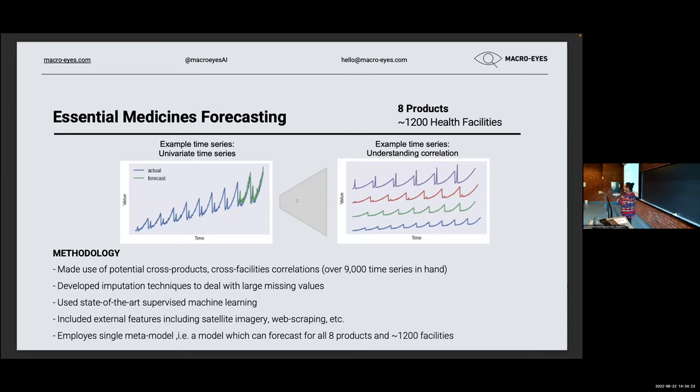However, in our case, here I'm just showing you 4 variables. We had 9,000 variables. So we had 8 products for essential medicine, and we had around 1,200 health facilities that we wanted to forecast for. So we had more than 9,000 of these variables that I would call time series. And also we didn't have long historical data.